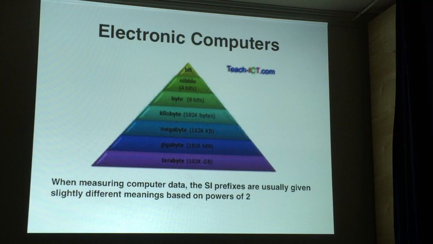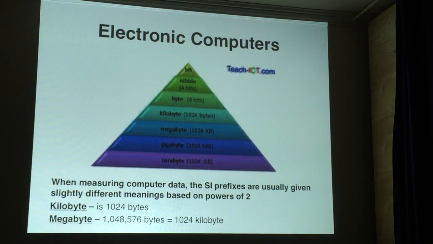However, when we say a kilobyte, what we mean is 1,024 bytes. And the reason it's 1,024 instead of 1,000 is because we're working in base 2 instead of base 10. And a megabyte, which is 1,000 kilobytes, is actually 1,048,576 bytes. And you can see that each of these has this slight variation from the standard decimal system.